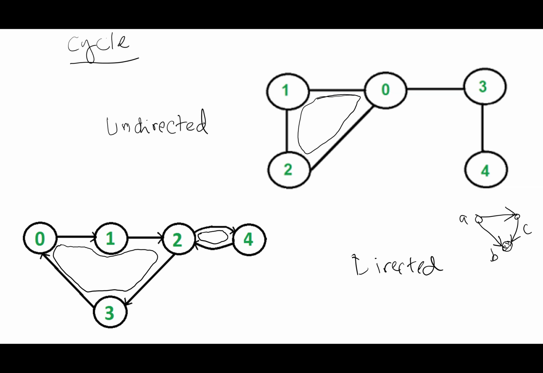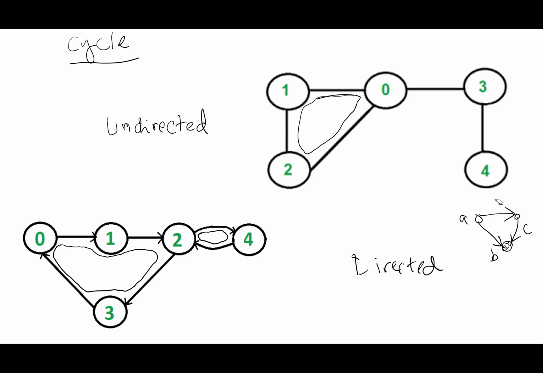So here you see that I cannot actually come back to the same node traversing the edges, right? I can go this way and then I'm done. Or even if I go this way, I cannot just fulfill the cycle. So this is not a cycle. So we can say that this graph doesn't have a cycle.